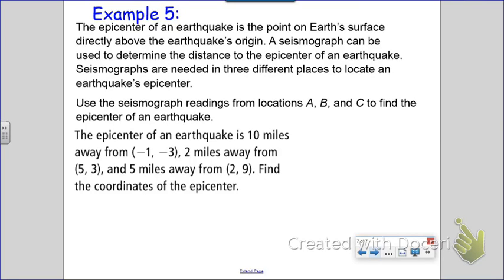In our last example, we're looking at the epicenter, which is the point directly above the Earth's earthquake origin. A seismograph can be used to determine the distance to the epicenter of an earthquake. Seismographs are needed in 3 different places to locate an Earth's epicenter. Use the seismograph readings from the locations A, B, and C to find the epicenter of an earthquake. So the epicenter is 10 miles away from the first point, 2 miles away from the second point, and 5 miles away from the third point. Find the coordinates.